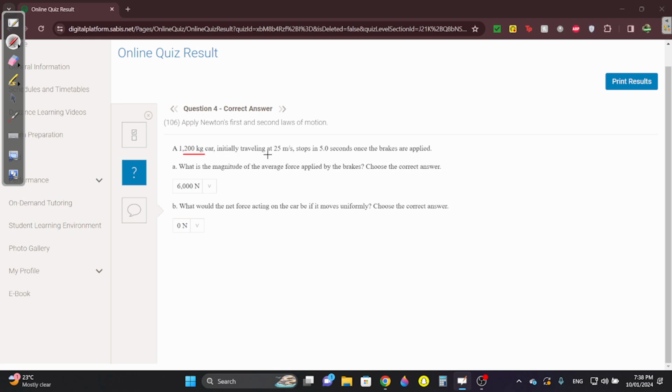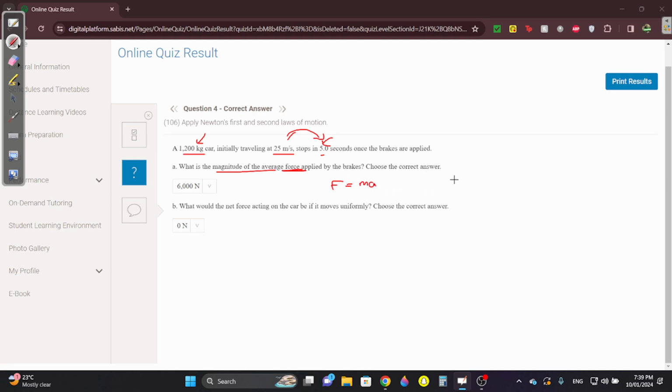A 1200 kilo car traveling at 25 meters per second decelerates from 25 to 0 in 5 seconds. What is the magnitude of the force? Okay, we have mass given, and we have velocity, and we have time. And they want the force. You guys know we want the force. Force equals mass times acceleration.